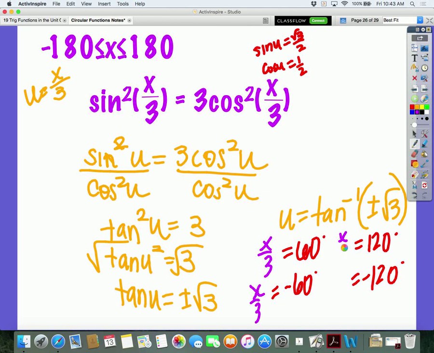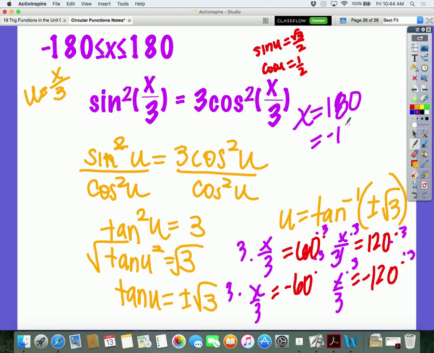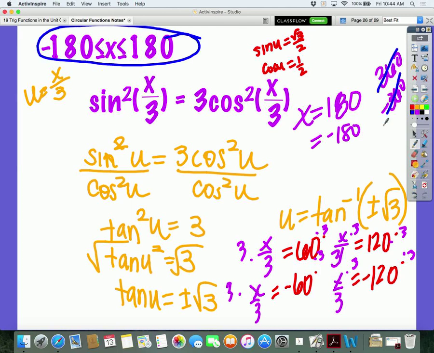And then what I'm going to end up doing, to get x by itself, is multiply 3 to each side. And so I'll end up getting x to equal 180, negative 180. Over here, I'm going to end up getting 360 and negative 360. But the only thing is, I'm bounded in between these two values. So my positive 360 and my negative 360 are not even a part of my solution set. It's just the positive 180 degrees and the negative 180 degrees, okay?